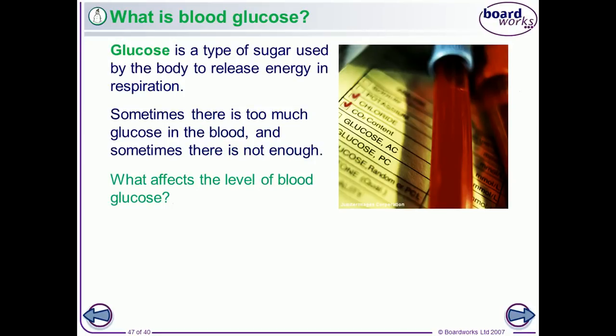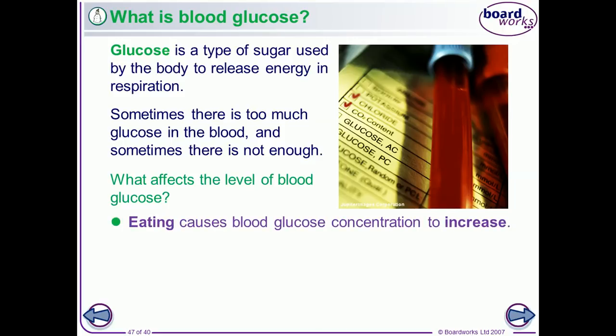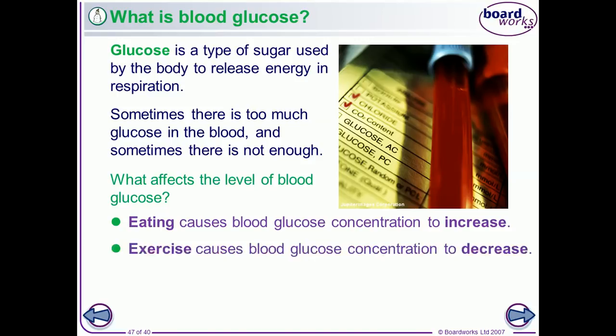Now, glucose is a type of sugar used by the body to release energy in respiration. There are two different ways where the level of blood glucose concentration could be affected. You could eat, which will cause your blood glucose concentration to increase, and you could also exercise, which will decrease your blood glucose concentration.